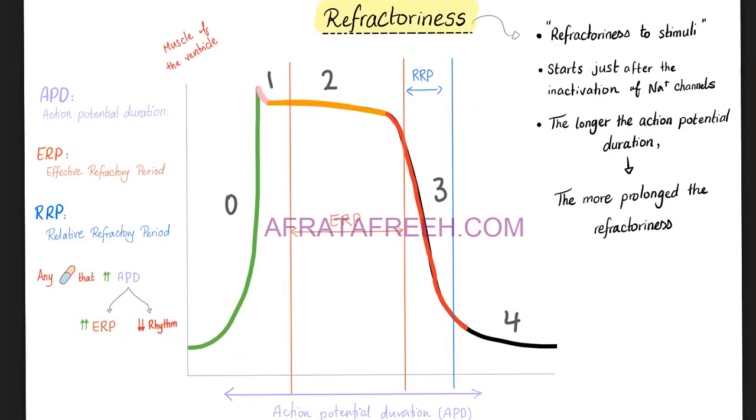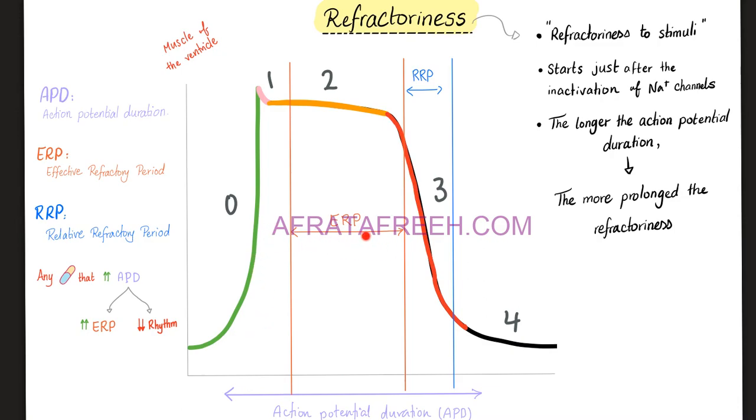Let's talk about refractoriness. Here, as you know, are the muscles of the atria or the ventricles. This is not the SA node or the AV node. Phase 0, 1, 2, 3, and 4. From here to here is called the action potential duration. Of course, this is the duration of the entire action potential. And then from here to here, there is no specific name for it.